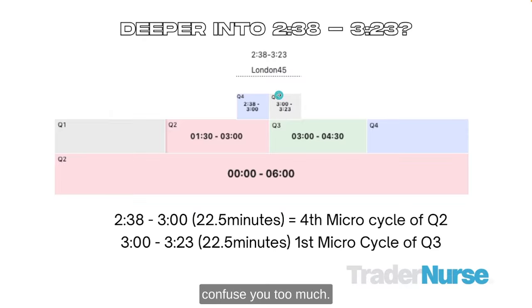I don't want to confuse you too much, but if you were to use a day's indicator, this is what you would see. So this is the 90-minute cycle here between 3 and 4:30. Generally, Q3 is where you want to be trading, but we can obviously take a trade in this time.